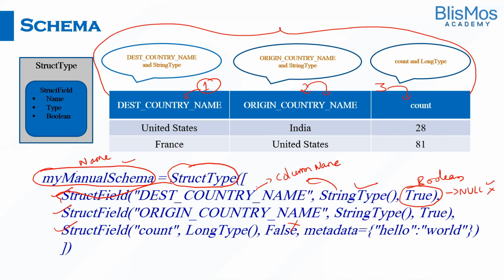If you see here, manual schema is the name of the schema, then struct type, within that we have struct fields, and within each struct field we have the name of the column, a data type, and also a boolean. In a similar manner you can see all the 3 columns are defined here. This is how we go about creating a manual schema. Thank you.